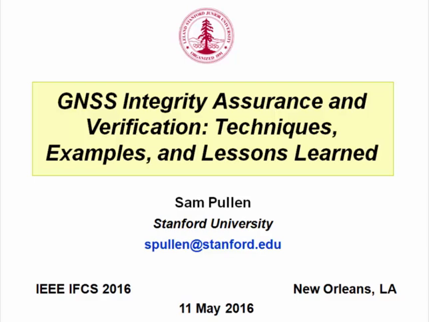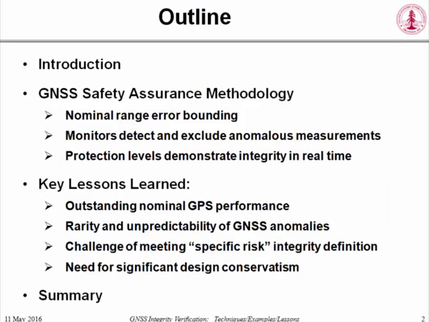Good morning. Again, I'm here to talk about the use of GNSS, and in particular, how we assure safety, integrity, and other requirements, specifically for civil aviation, but also for other users. So I'll talk in general about the safety assurance methodology, how we do that in real time, based on bounding range errors, computing protection levels in the precision domain, and relying on a series of integrity monitors to exclude anomalous measurements.